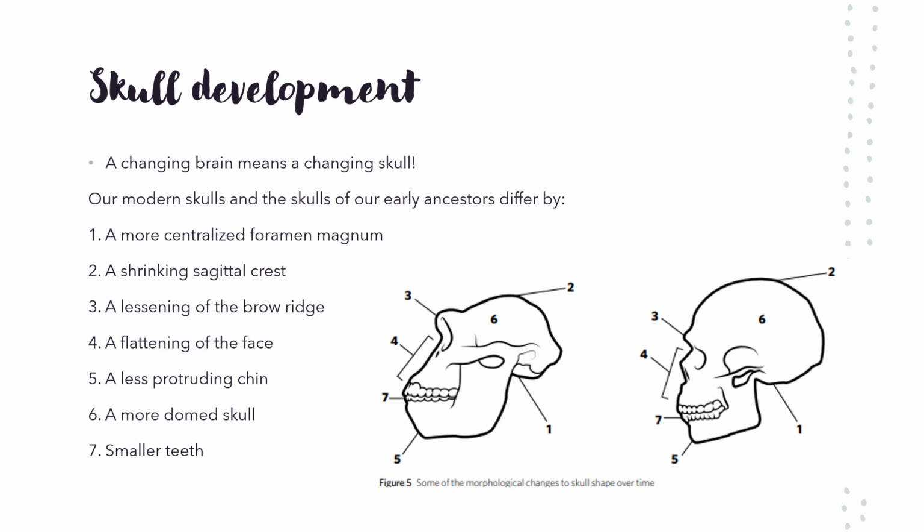You can see a couple of differences between our earlier ancestors on the left and ours on the right. For instance, we have a lessening brow ridge. The brow ridge of our early ancestors was quite prominent, whereas we have quite a small one. You can see our faces are a lot flatter. We have a less protruding chin. We have more of a circular dome skull, and we also have smaller teeth as well. All of these changes have been a result of other selection pressures that have been acting on us to evolve the way that we have.